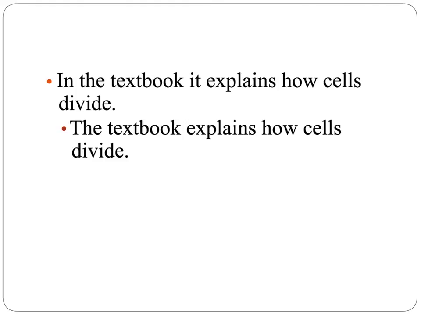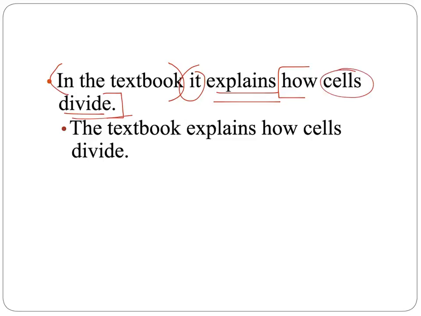Let's explore the grammar in a sentence like, in the textbook, it explains how cells divide. In the textbook is a prepositional phrase. Explains is a verb. It is the subject. We also have a clause in this sentence. It needs an antecedent. What is the antecedent of it? Well, it's unclear.